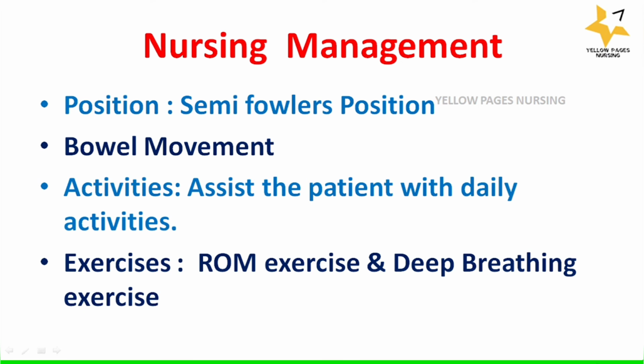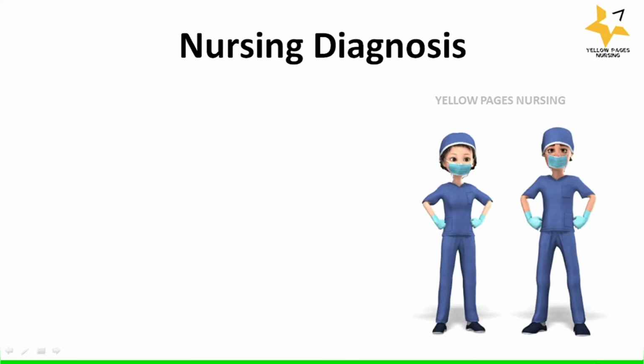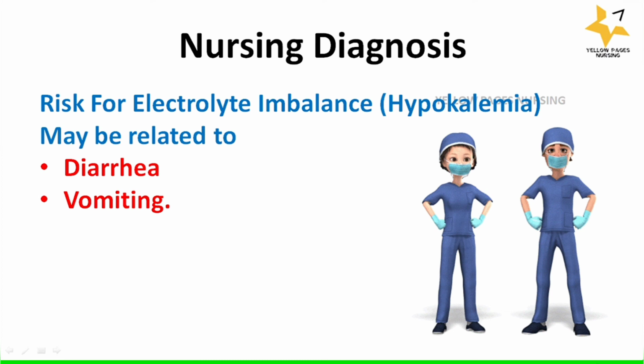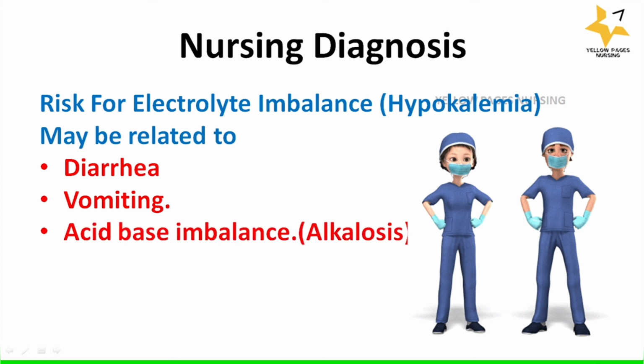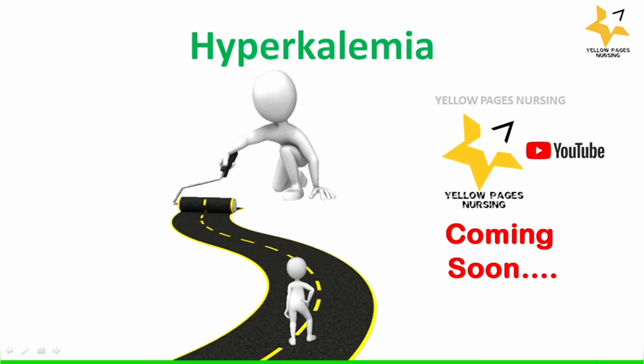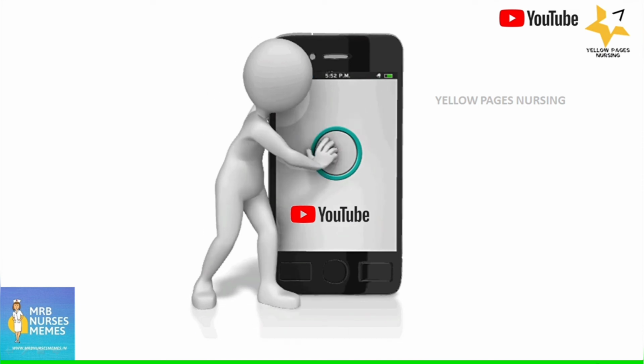The main nursing diagnosis for hypokalemic patient will be risk for electrolyte imbalance. Hypokalemia may be related to diarrhea, vomiting, acid-base imbalance, that is alkalosis, renal failure, excessive sweating. This is all about hypokalemia and its management and the nursing responsibilities.